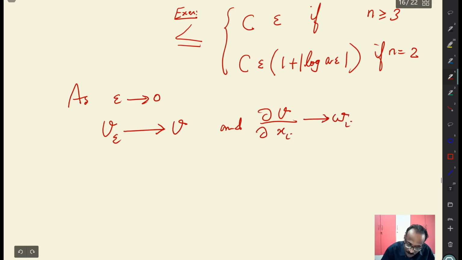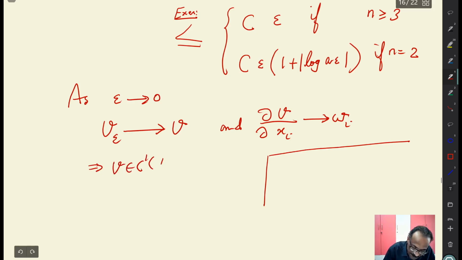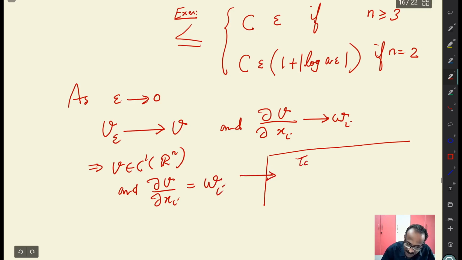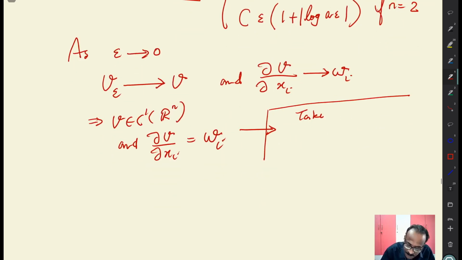From here you can actually get it. Maybe I can do a little thing from here. This will imply your V is in C1 of Rn, basically in omega, and dV by dxi is nothing but Wi. To prove this, you take some test functions and work out. You take some z in D of omega. This is how you prove such things.